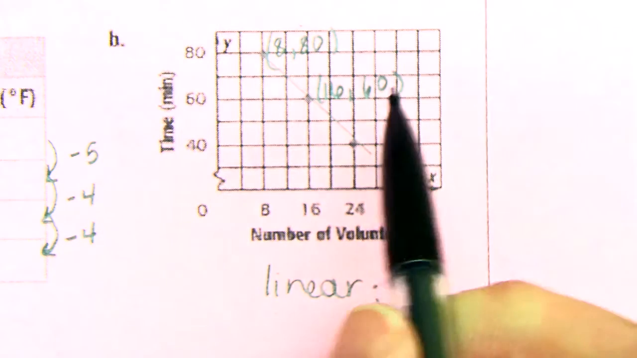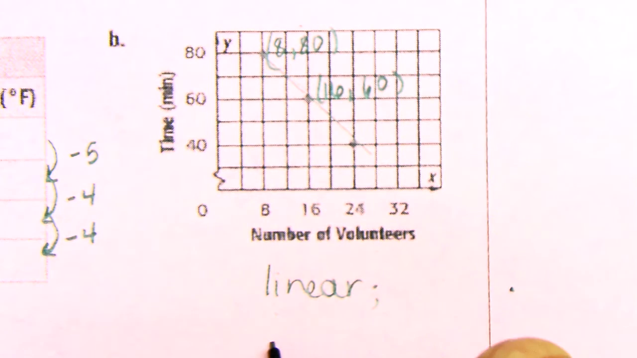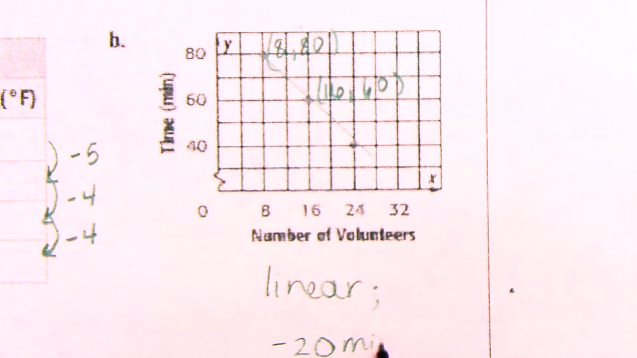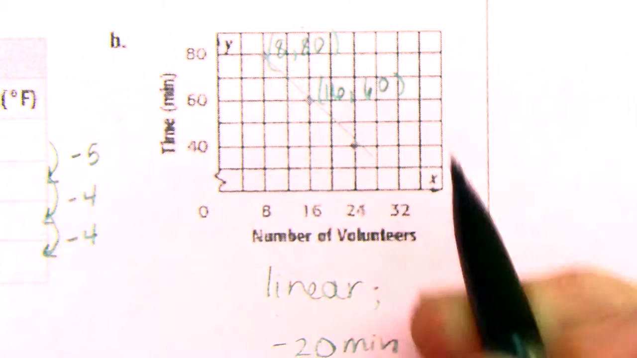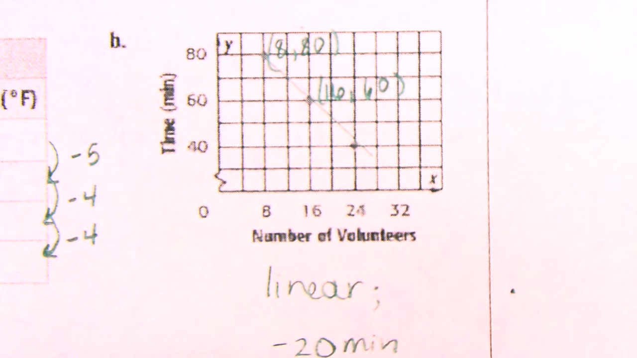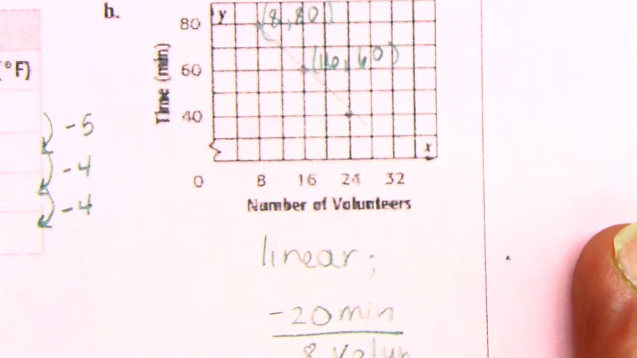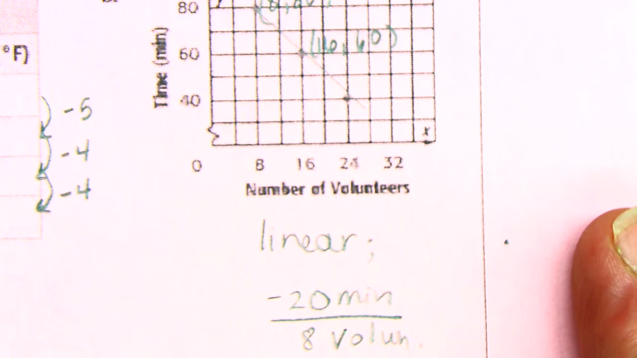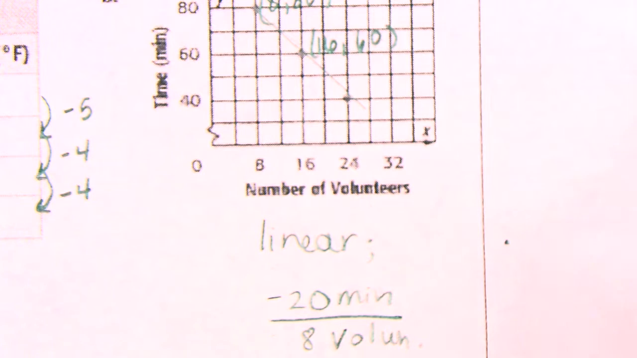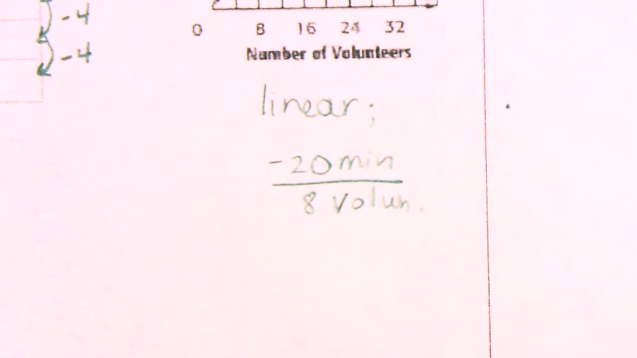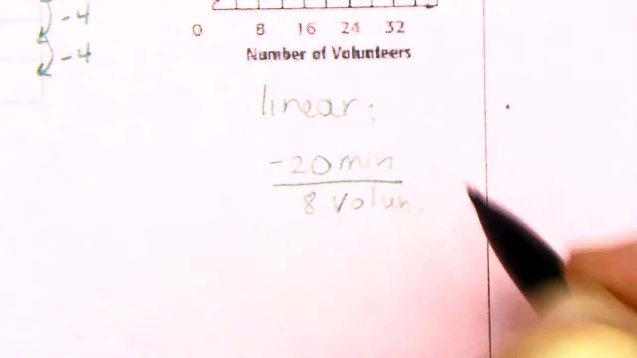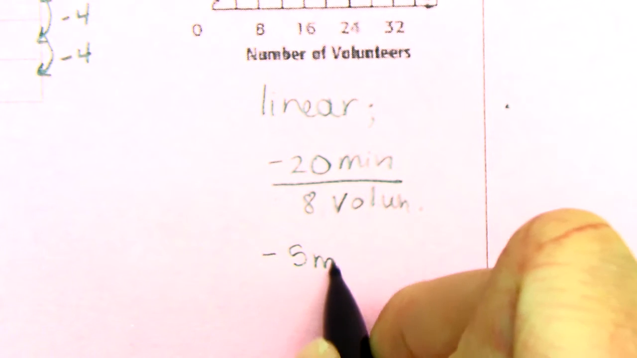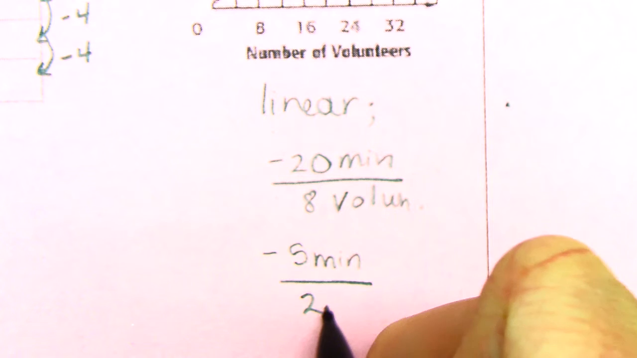Okay, so change in Y is down 20 minutes, and change in X is up 8 volunteers. In other words, if I divide that out, 8 doesn't go into 20 minutes, but we can sort of simplify it out. What can we reduce by? We can take a 4 out, so 5 minutes for every 2 volunteers.